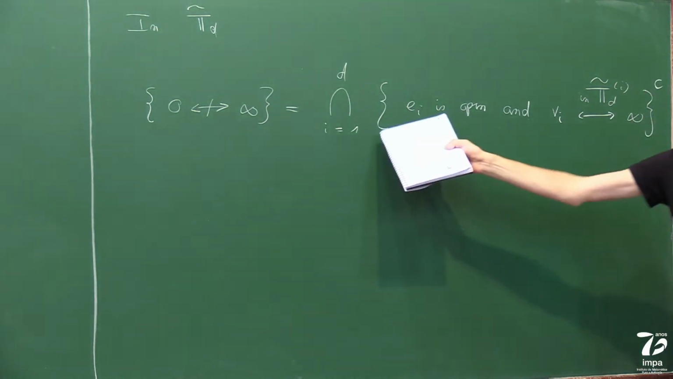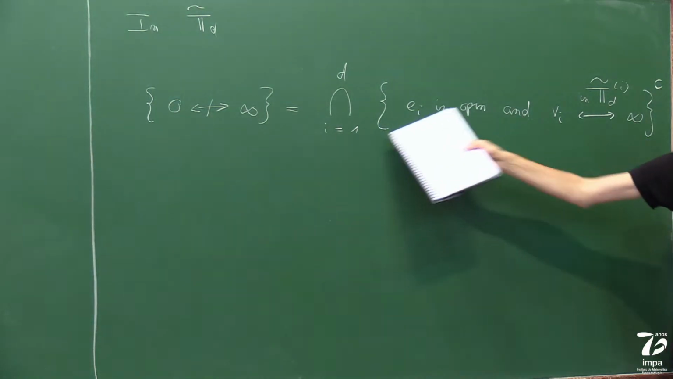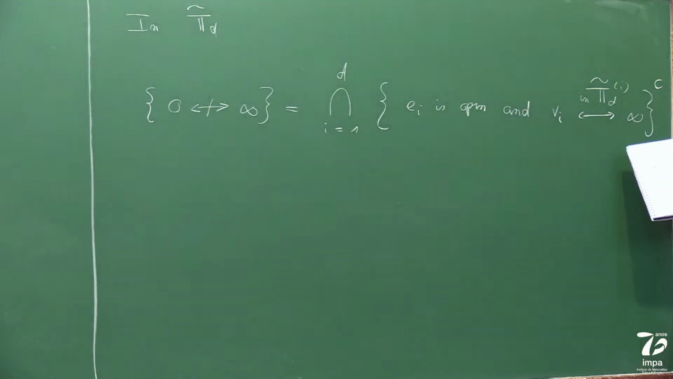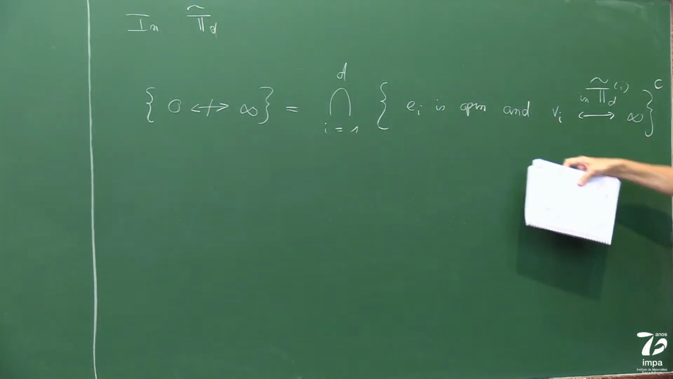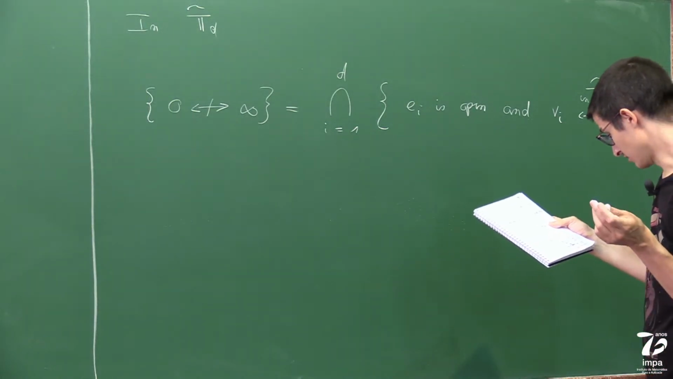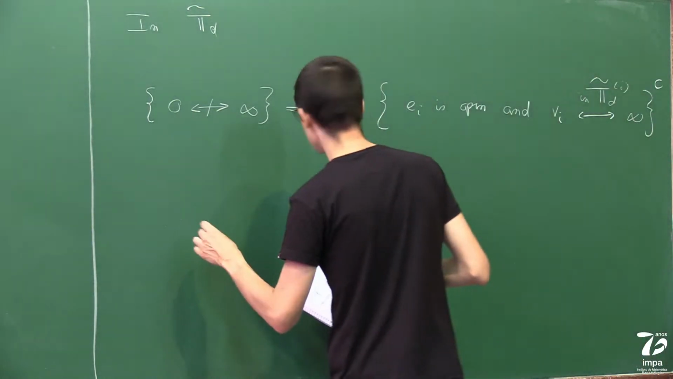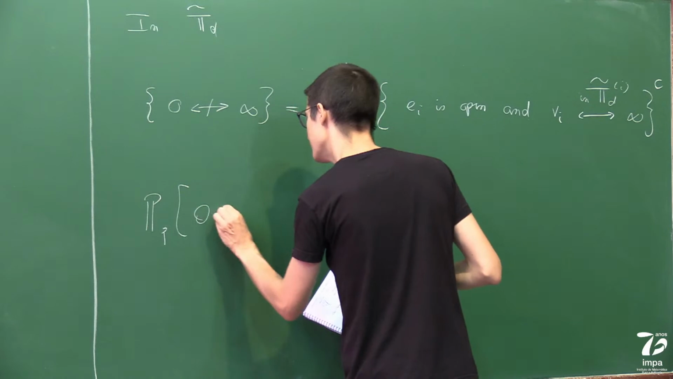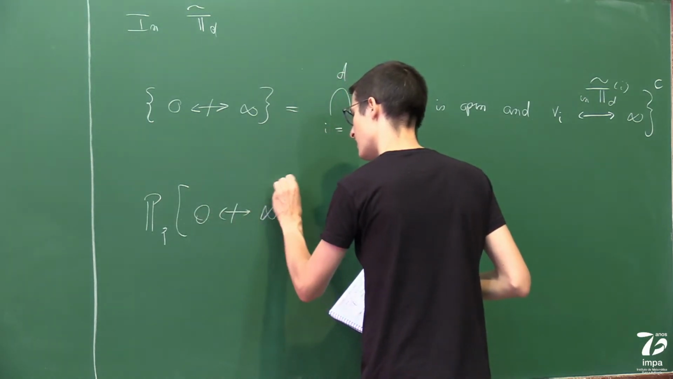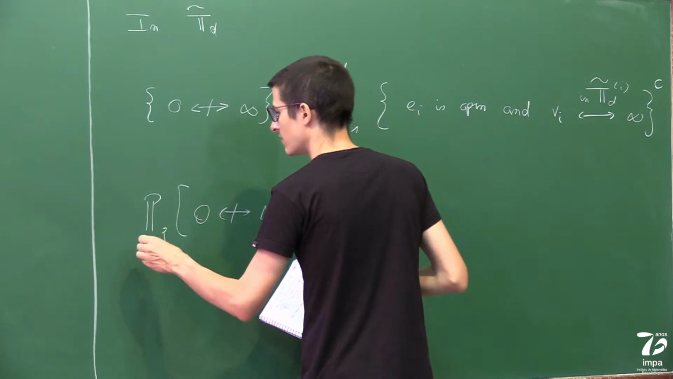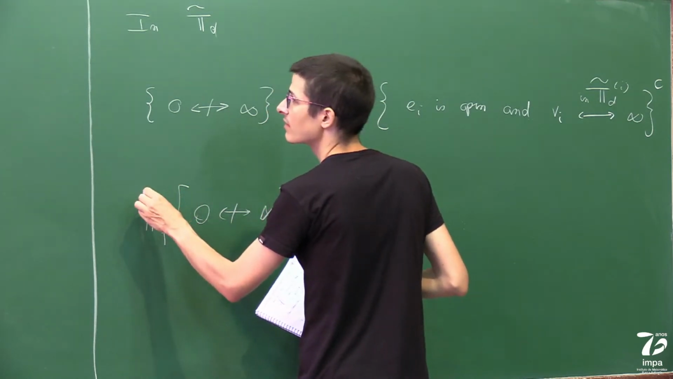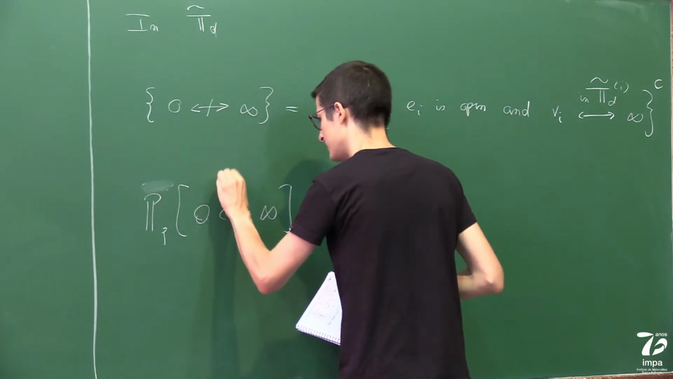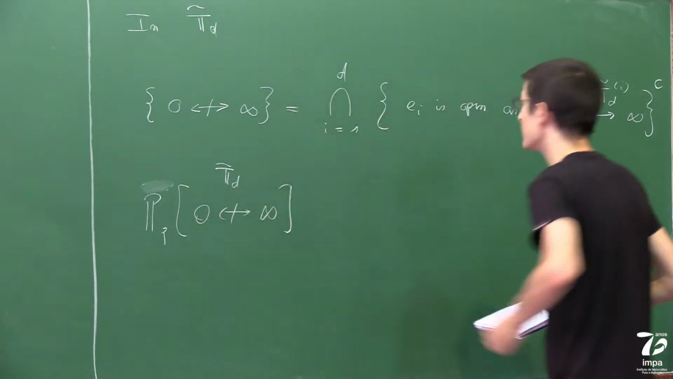So I want none of this to happen. So I want the intersection of the complement of this to happen. And, well, this is an intersection, so what I have to look at here is a union. Okay, so now if I look at the probability, you understand that I'm talking about TD now.